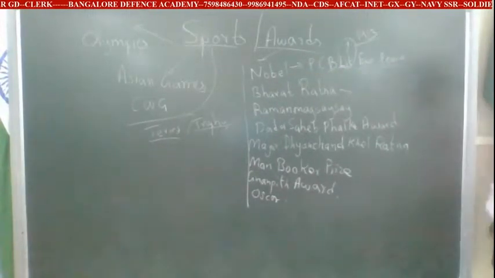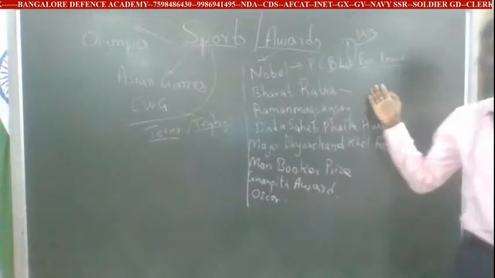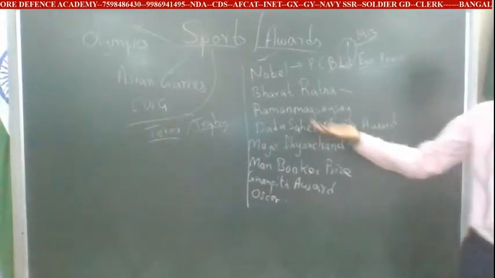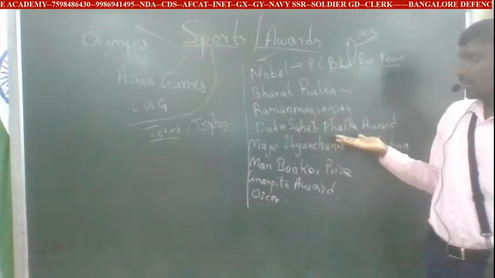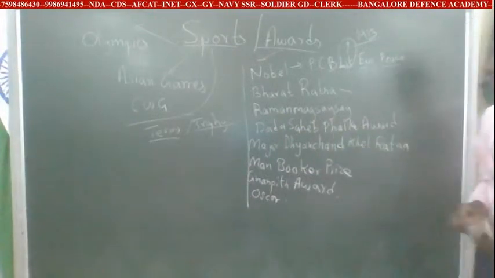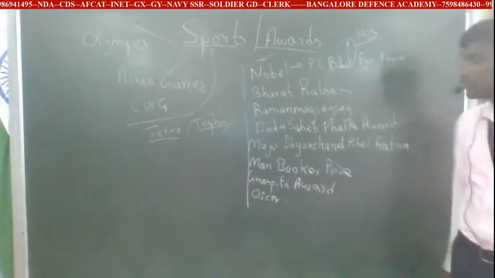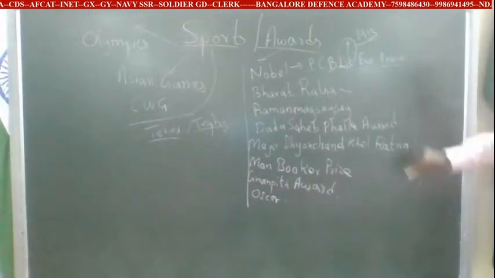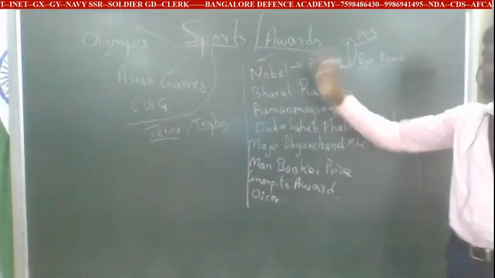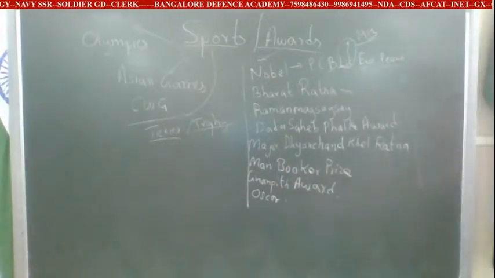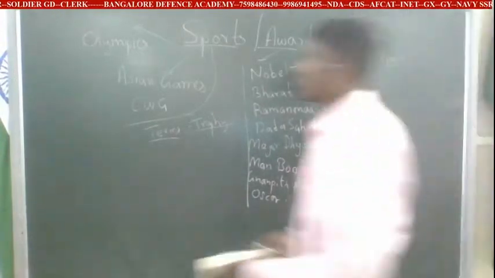Then you have the Bharat Ratna: who is the first Bharat Ratna, the first lady, the first female. In this way you will go on. For the Raymond Magsaysay Award, you have Acharya Vinoba Bhave, father of the Bhoodan movement. Like this the list goes on. You have to focus on this section.